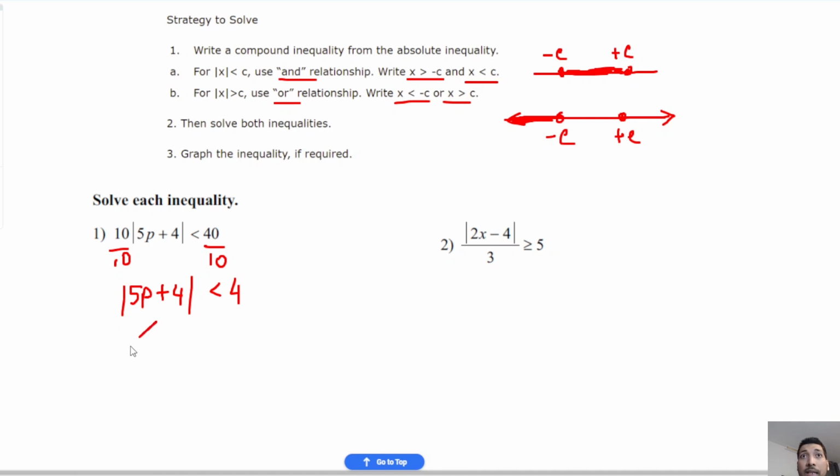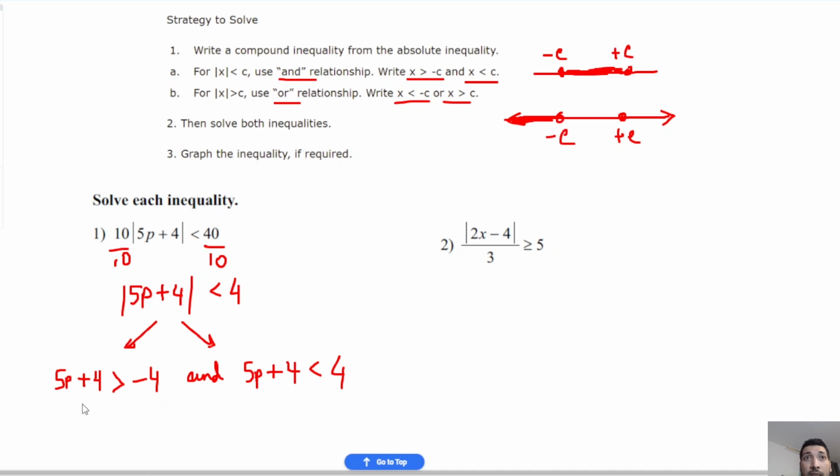So we just rewrite this into two inequalities. The first one is this absolute value 5p plus 4 greater than the negative value of this c. So we have the negative value of this 4, and since this is an and inequality, we have 5p plus 4 less than the positive value, so we have 4. Now let's try to solve it.